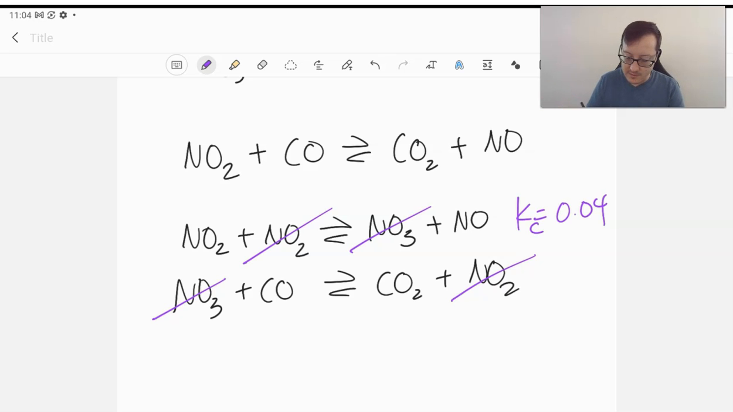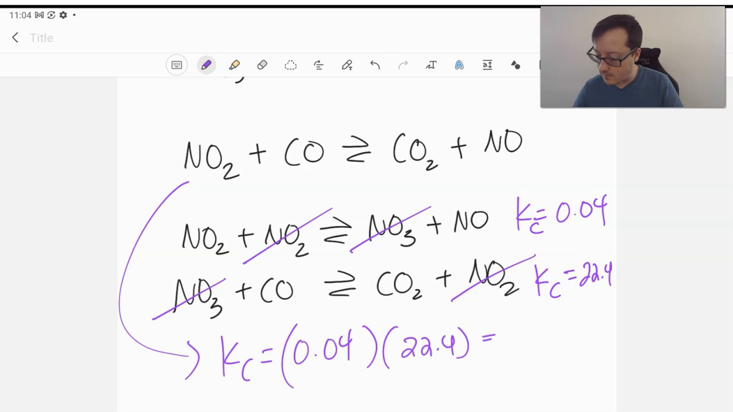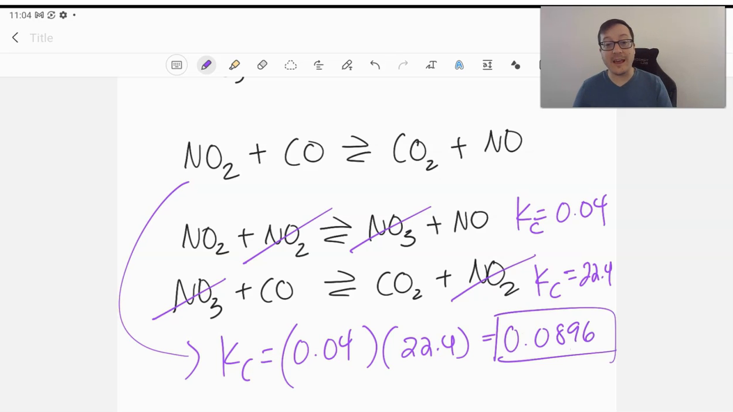Again, I'm just making up numbers. And let's say Kc for this reaction was 22.4, whatever it may be. The K for this reaction would be the product of those two. And 0.004 times 22.4, whatever it is, 0.0896. That would be our Kc for the new reaction. So if you know Kcs for individual steps, you can multiply them together to get your product.